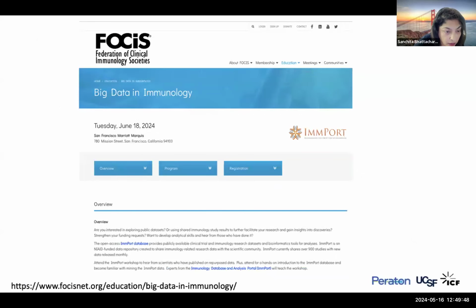Also, I would like to mention the big data workshop that ImmPort hosts every year at FOCIS. If you are interested, on June 18th we are conducting a big data workshop focusing on AI tools: how you could use AI in downloading the data, or how to curate and put together metadata for downstream analysis. Please feel free to register for this workshop.